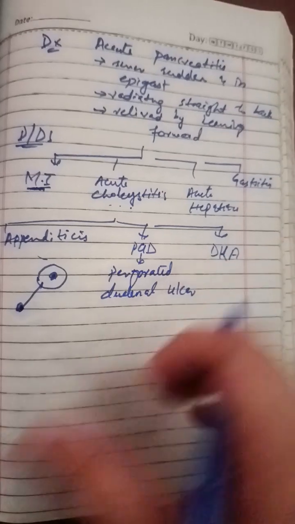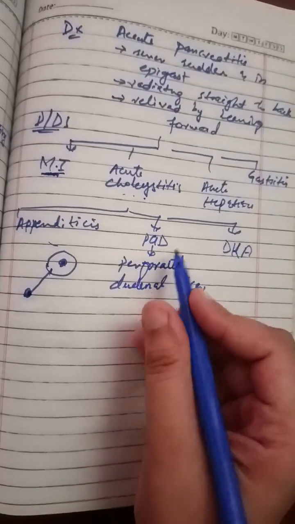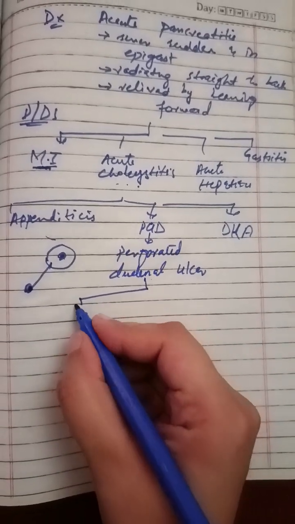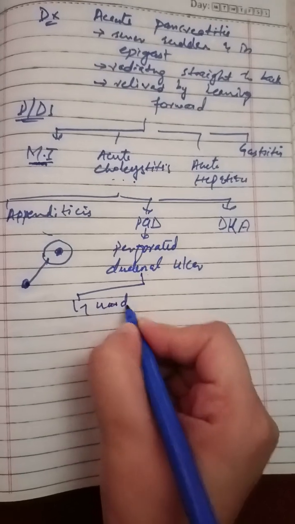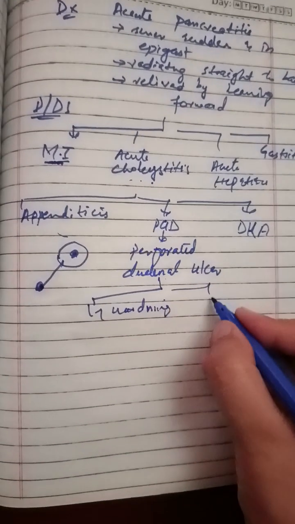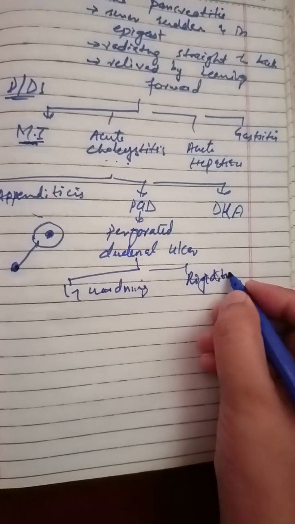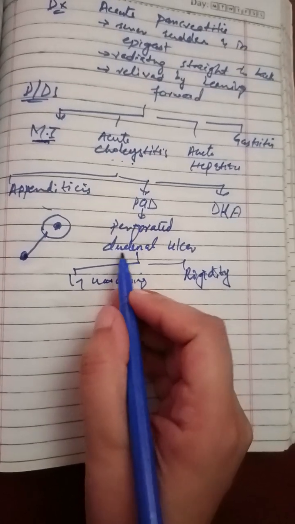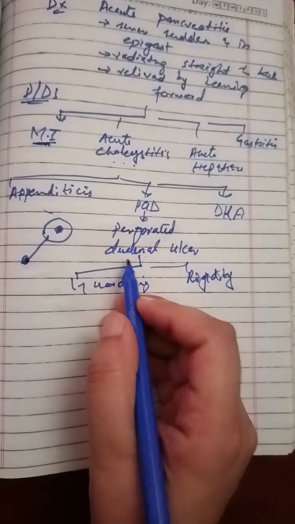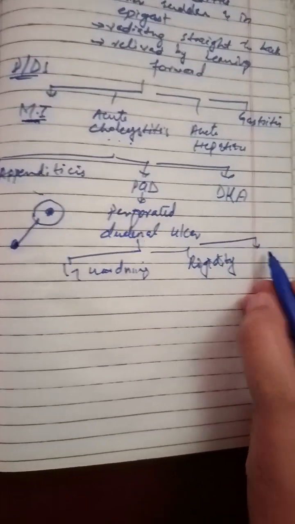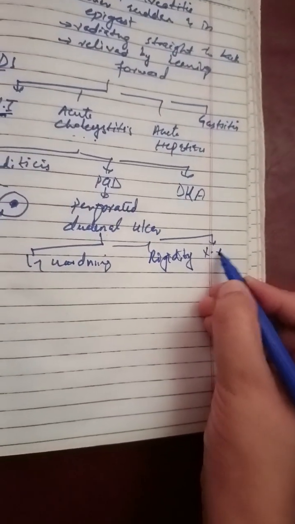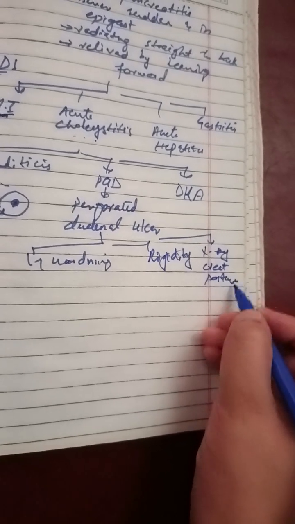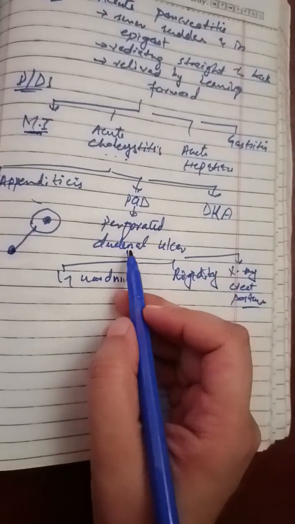In perforated duodenal ulcer there is also pain in the epigastrium, but with the pain there will also be signs and symptoms of acute peritonitis, that is guarding and rigidity. Why guarding and rigidity? Because due to the perforation there will be acute abdomen, acute peritonitis, and we will also exclude this by doing an X-ray abdomen in erect posture.